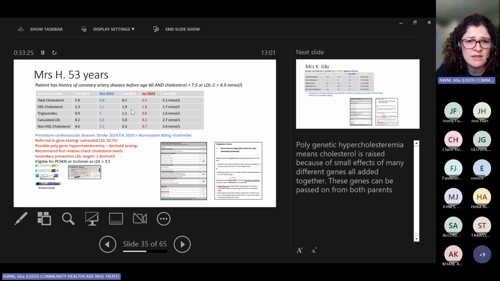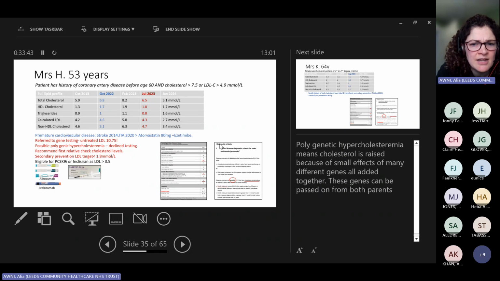She has been compliant with atorvastatin 80 and ezetimibe, and that brought the cholesterol levels slightly down, but we're not achieving the targets that we want for secondary prevention. And that brought us, when we did the bloods in July 23, to screening for FH.